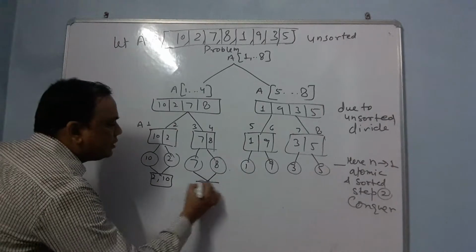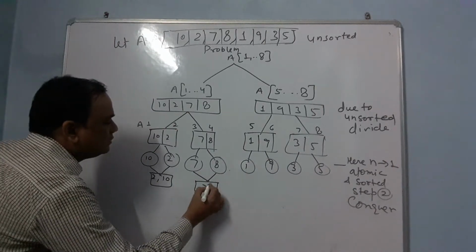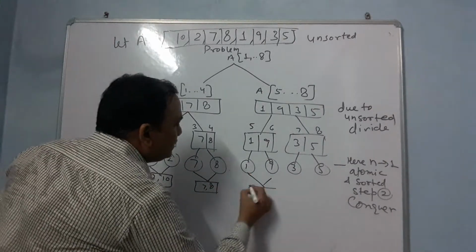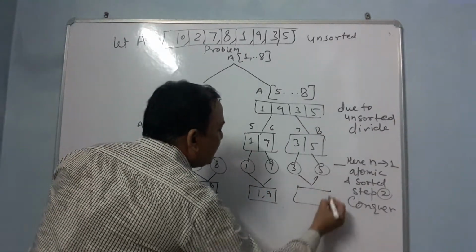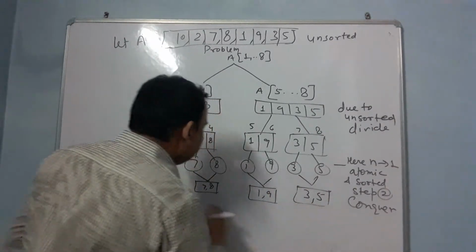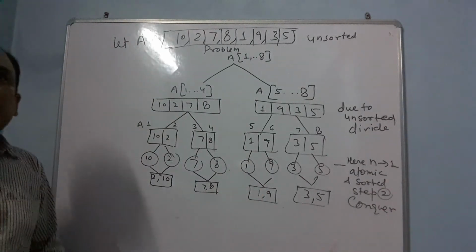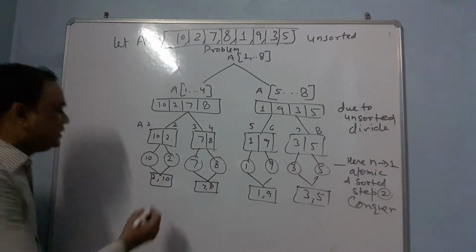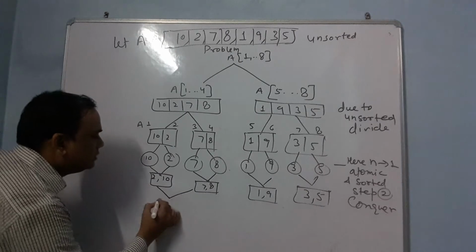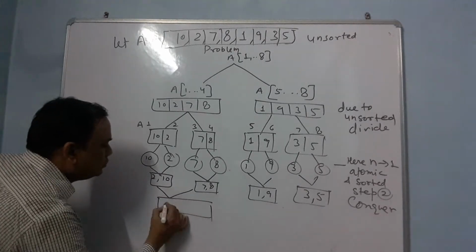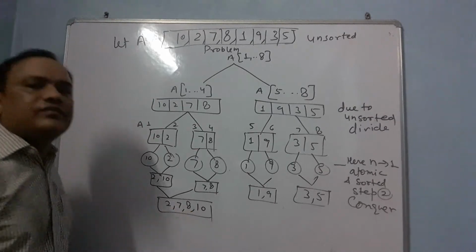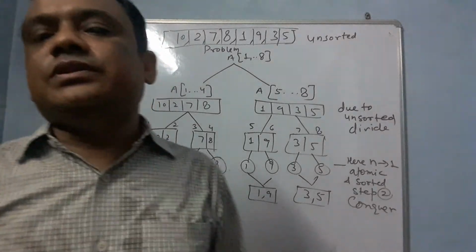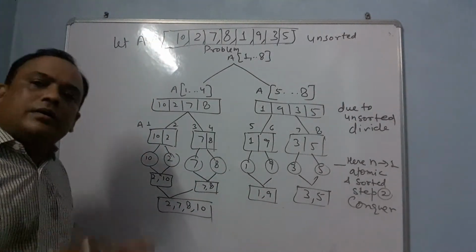This will be already sorted, so we will write 7, 8. This will be 1 and 9. This will be 3 and 5. And we find here all numbers are already sorted, so we will further conquer it. And this is 2, 7, 8, 10. How will we get it? For this we have to use the merge procedure in the next upcoming video.